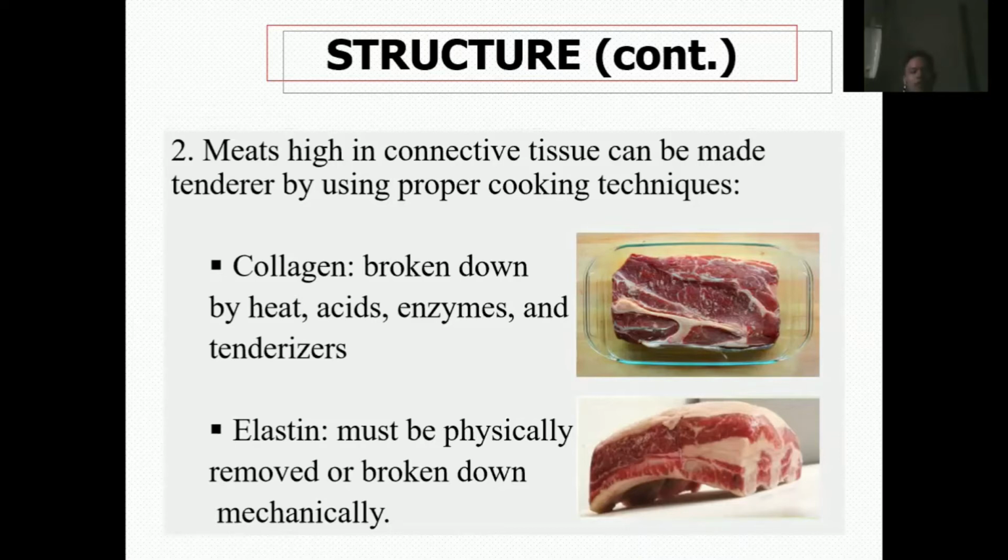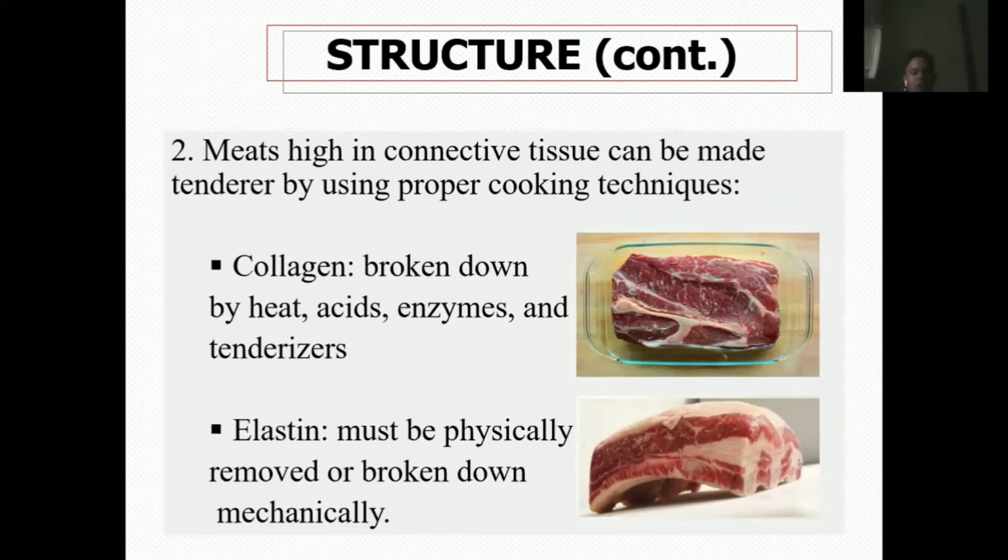First is collagen. Collagen is broken down by heat, acids, enzymes, and tenderizers. When cooked in moist heat, the collagen softens and turns into gelatin. It is a thin, white, transparent connective tissue found in the tendons, between muscle cells, and between muscles.